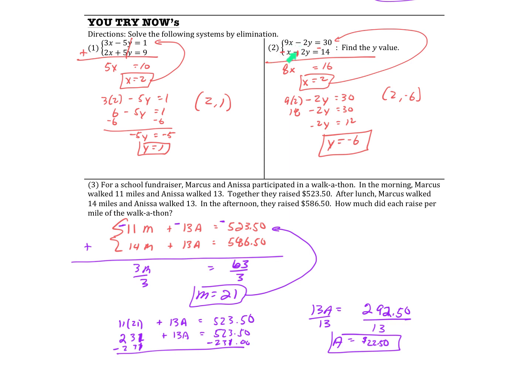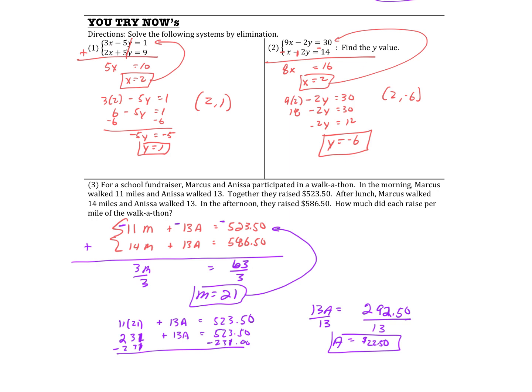Second equation, we both have -2y's on top and bottom. So I multiplied the bottom equation by a -1, so that we have a -2 and a +2. So now our sum gives me 8x. Y's are eliminated, 16. X is a 2 again. I went to the top equation again. I put in my 2 and I solved. I got y of -6, and that was the question they asked for.